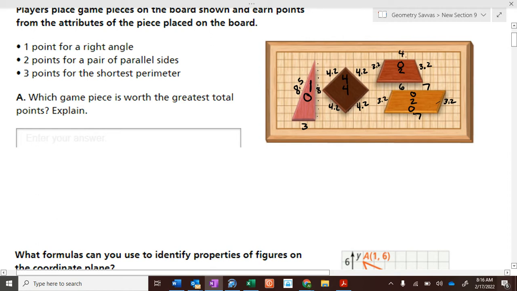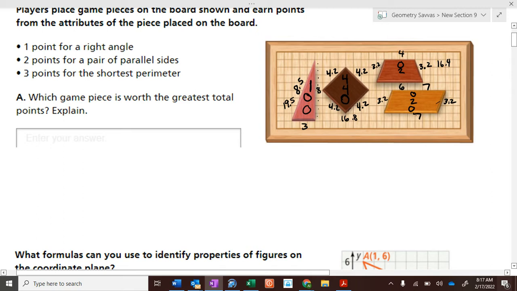This perimeter is 10 plus 3.2 plus 3.2. This perimeter is 16.4. That might win. What's 4.2 plus 4.2 plus 4.2 plus 4.2? 16.8. That's not going to win the perimeter war. So that gets 0 for the perimeter. What's 8 plus 8.5 plus 3? 19.5. That's not going to win the perimeter war.